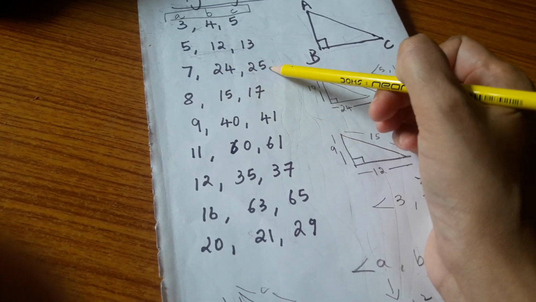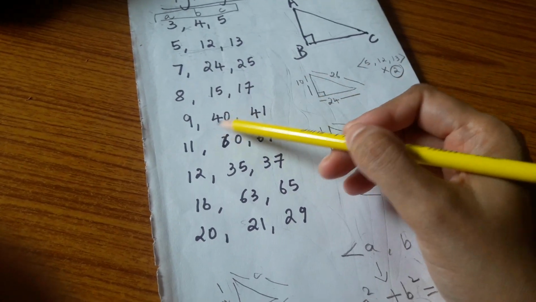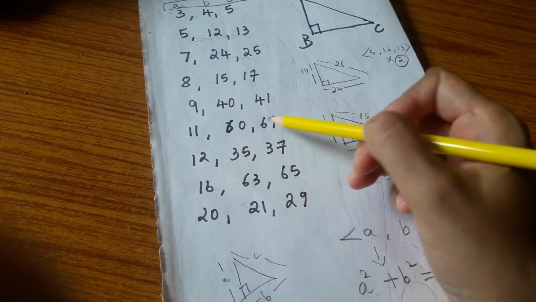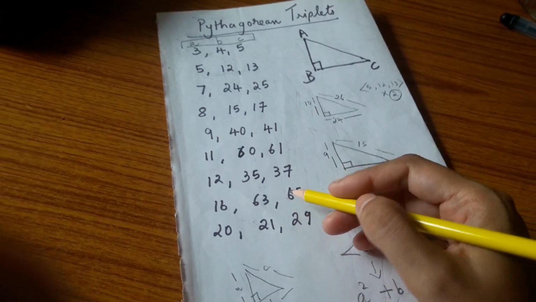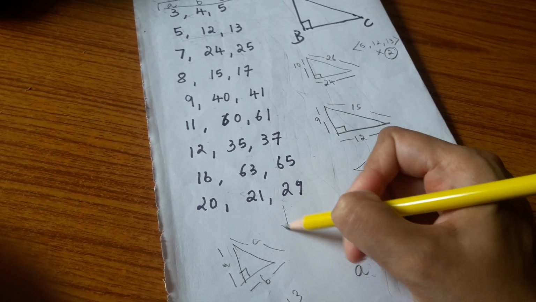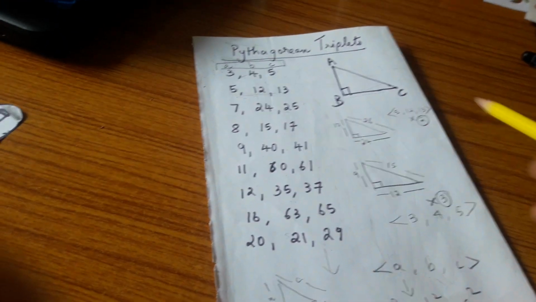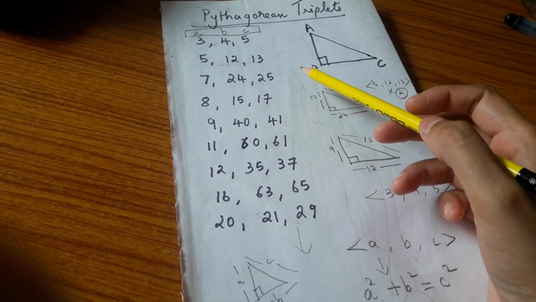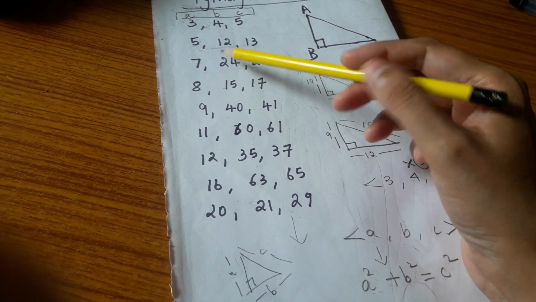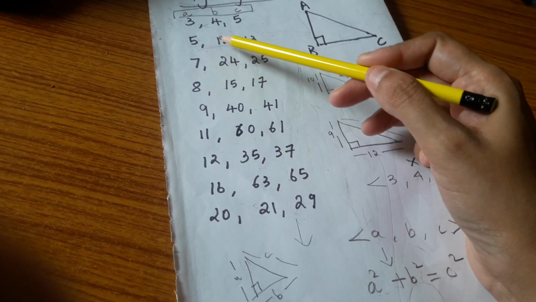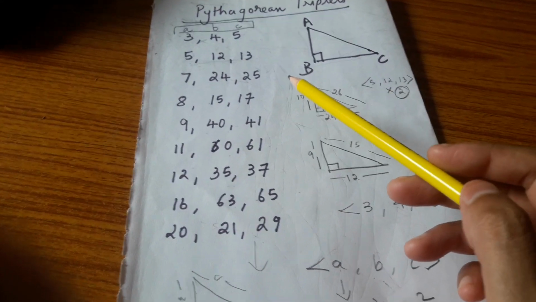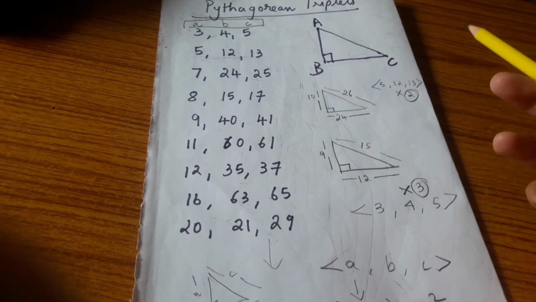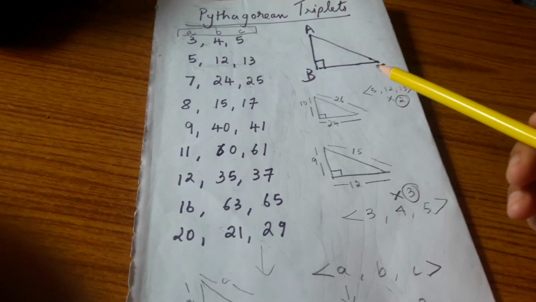Likewise, 7, 24, 25; 8, 15, 17; 9, 40, 41; 11, 60, 61; 12, 35, 37; 16, 63, 65; 20, 21, 29. We have more to go, but we'll stop here right now. So a triangle whose sides are in the ratio 3:4:5 or 5:12:13 and so on will necessarily have to be a right angle triangle, and it has to follow the Pythagorean theorem.